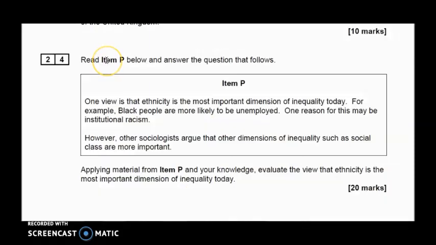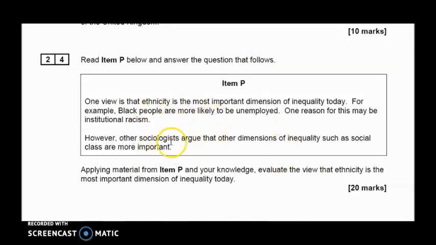The final question, which is 24, this is where you have got your extended essay where you are asked to evaluate a view. So in this case, the view that you have to evaluate is the view that ethnicity is the most important dimension of inequality today.